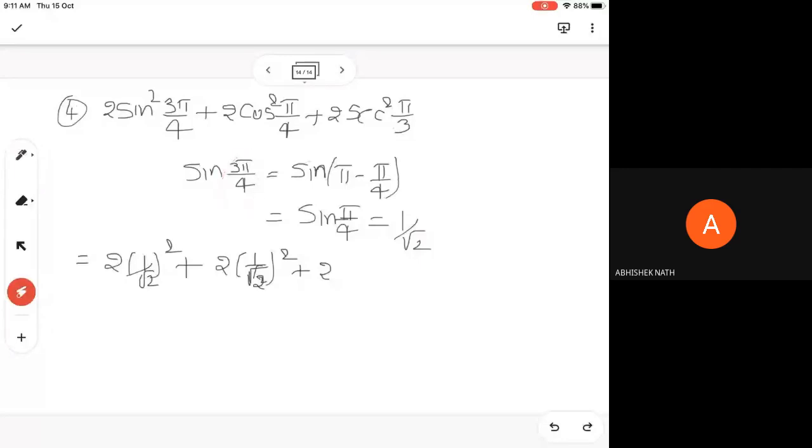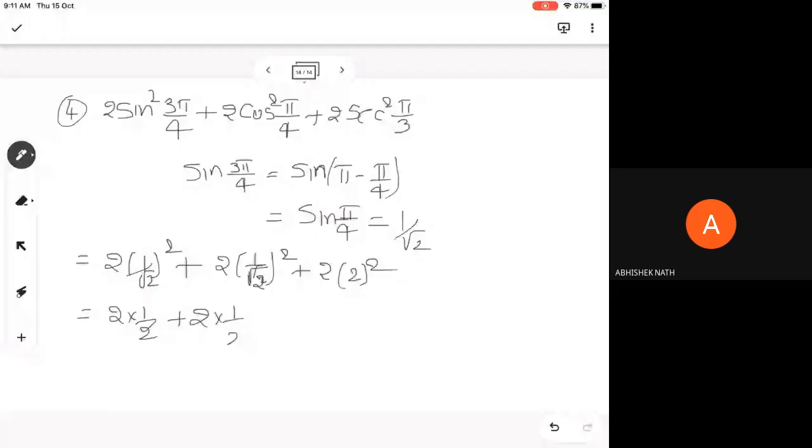If you get confused, 3 pi by 4 value can be found in another way also. Let me explain the complete problem, then I will go further. Secant pi by 3 value is 2, secant square is 2 square. So 2 into 1 by 2, plus 2 into 1 by 2, plus 2 into 4. So this is 1 plus 1 plus 8, which is equal to 10. Okay.